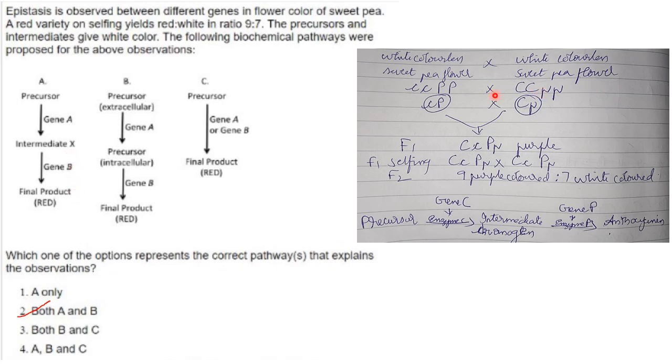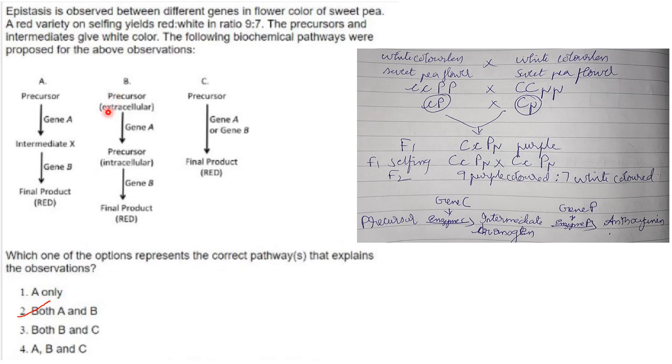Now here, instead of the purple color, it is the red colored product. Now first option A: precursor, gene A, intermediate X, gene B, final product red. That you will get, complementary gene. Both the genes are present, active, not mutated. So final product red you will get.